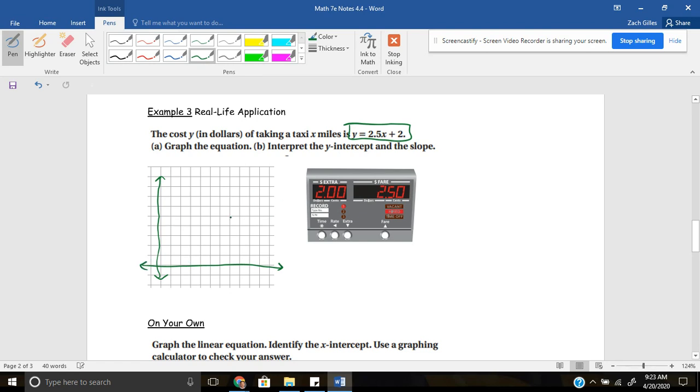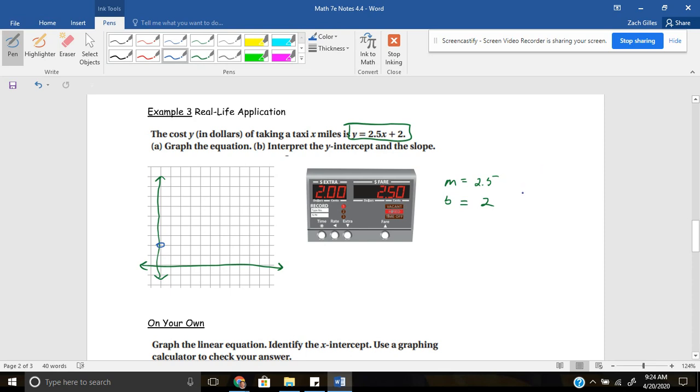Okay, so here's my first quadrant. My numbers are pretty small, so I'm just going to go by ones and see how that goes for me. My slope is the number in front of x, which is 2.5. And my y-intercept is the number all alone, the constant that's being added or subtracted to the end, so that's 2. And remember, that's where I like to start. So I'll start at 2 on my y-intercept, and then I'll use my slope from that point. So my slope is 2.5.